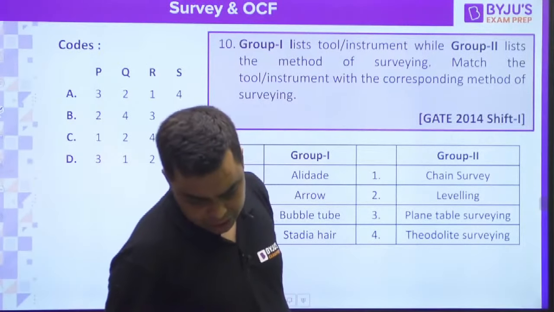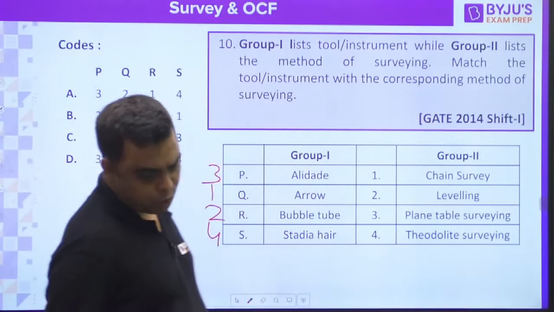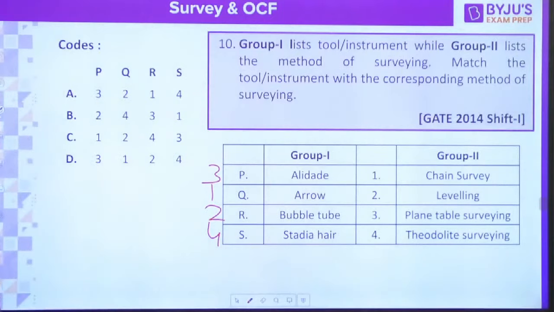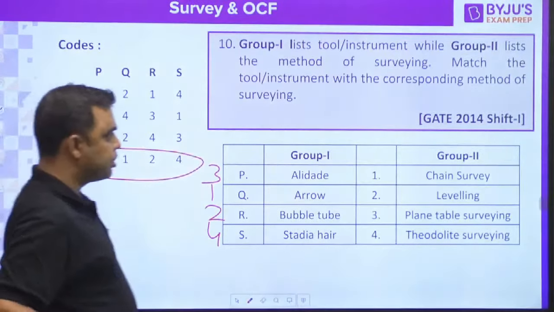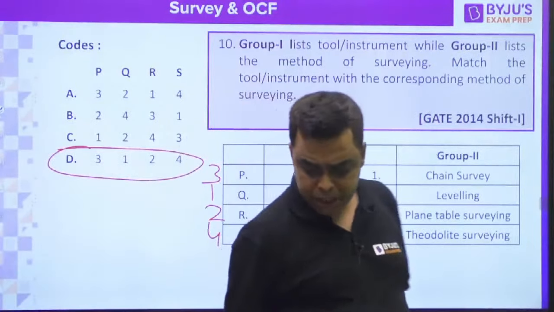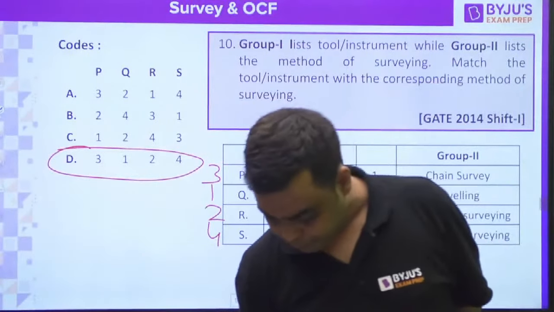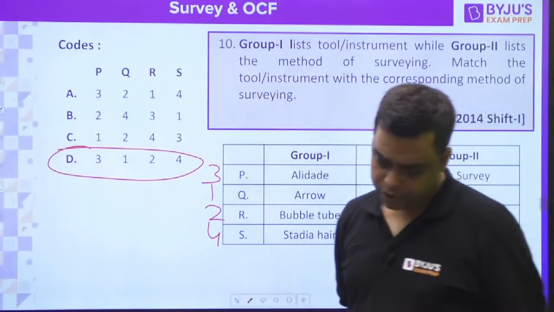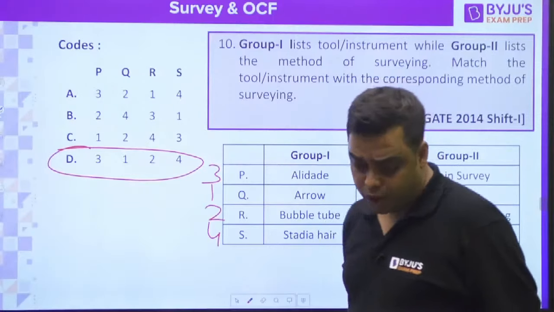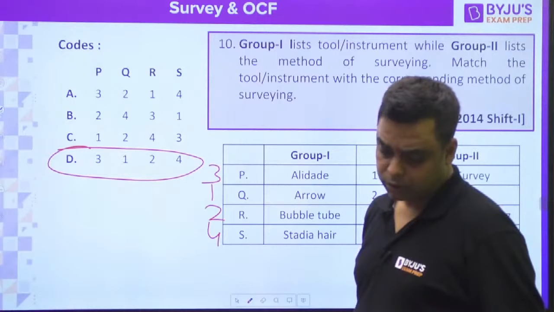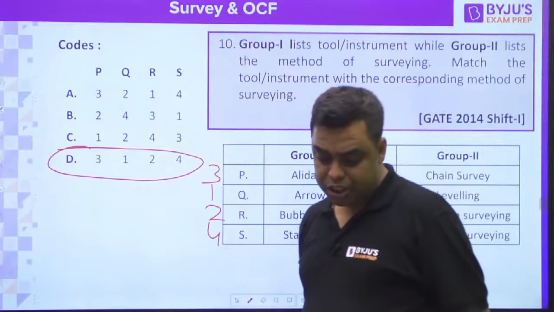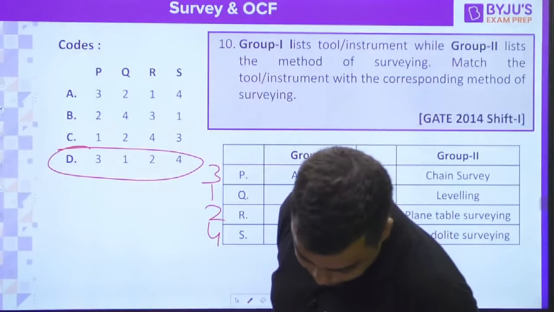Sure. Thank you, PMG. So what will be the answer? 3, 1, 2, 4, and that is my option D. Very good, everyone. 3, 1, 2, 4. That is my option D. Very good, guys.